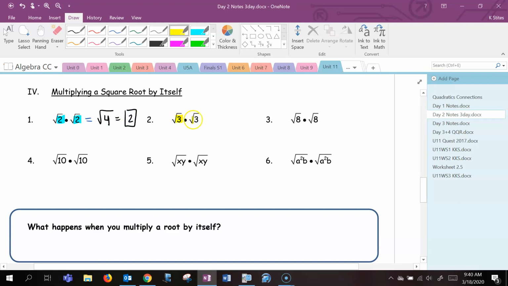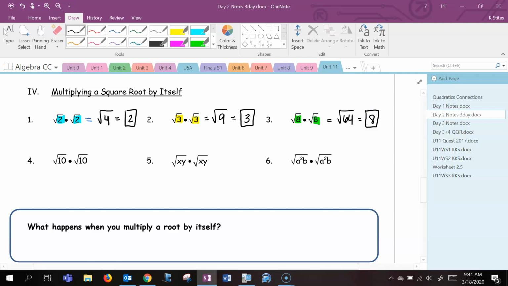Root 3 times root 3, well, 3 times 3 is 9, so this is root 9. But again, you should recognize your perfect squares. Square root of 9 is 3. Okay. Root 8 times root 8. Well, 8 times 8 is 64. Square root of 64. But what is that? It's a perfect square. What's your answer? 8. Okay, you should be noticing a pattern here.